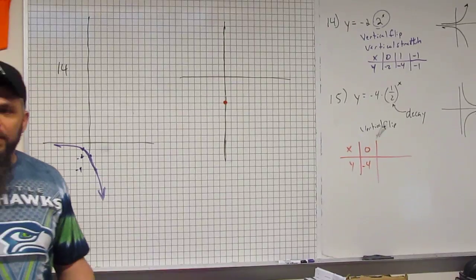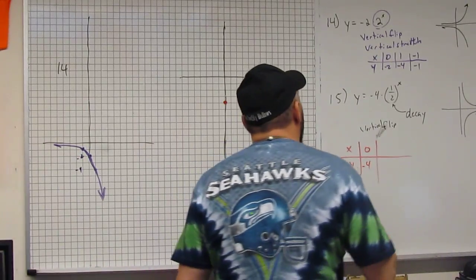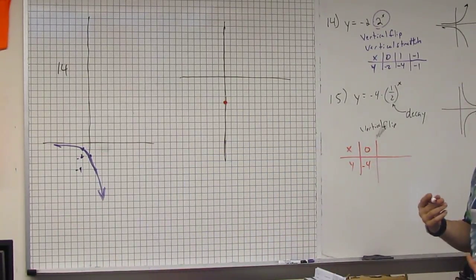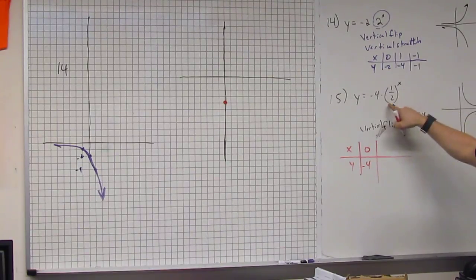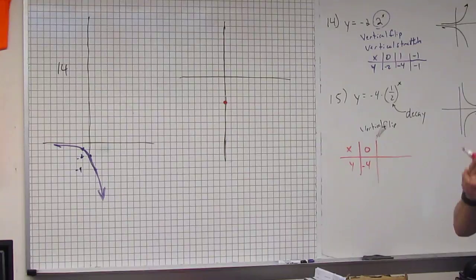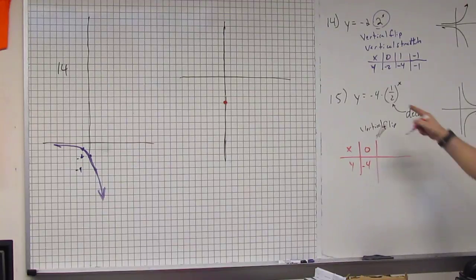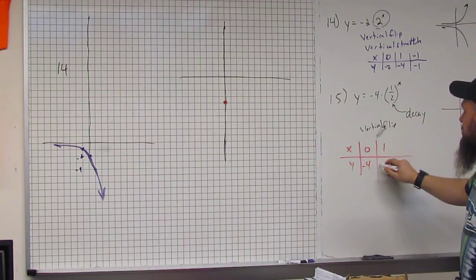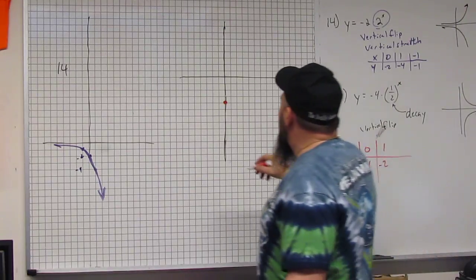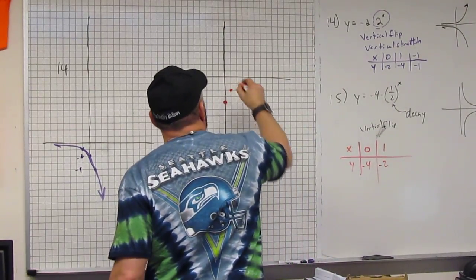Now, we'll plug in some other really easy numbers, like, well, how about a 1, right? So at 1, we should be at 1 times 1 half, so there's 1 half. So 1 half times negative 4? Negative 2. Okay? So that means at 1, we're at negative 2, right?